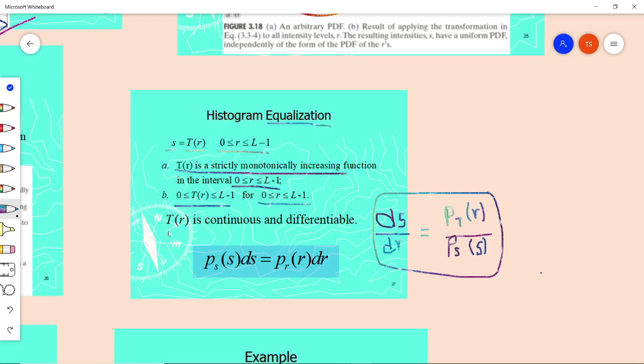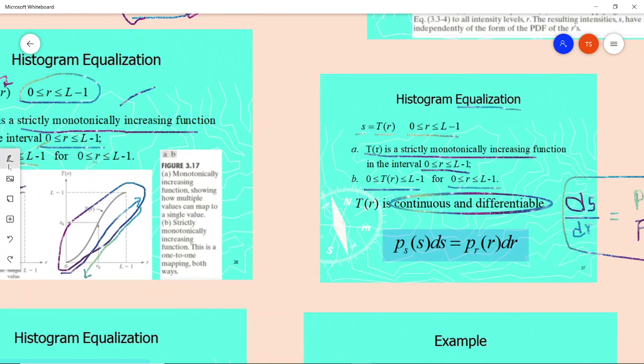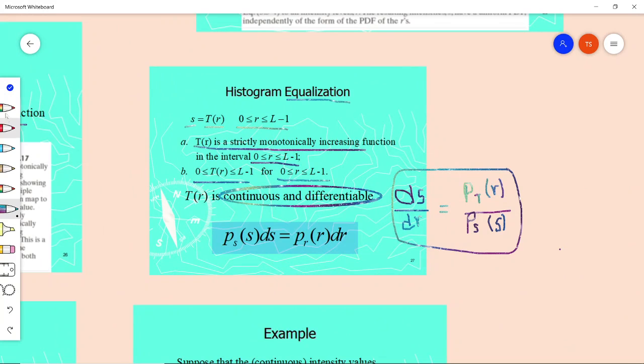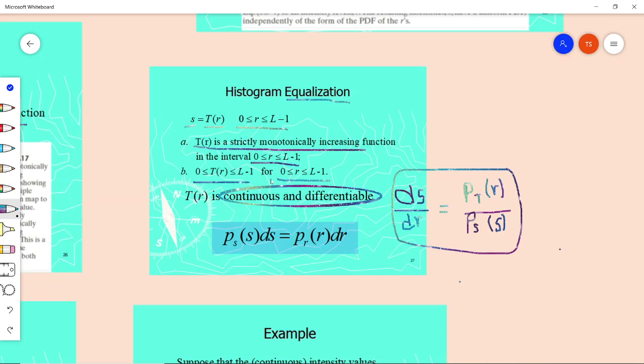So the T of R, the transformation function for the histogram equalization, is continuous and differentiable. Okay, which is continuous and differentiable. See, it is continuous and differentiable. And I think you already captured the word differentiable. And I think you also captured the word interval.